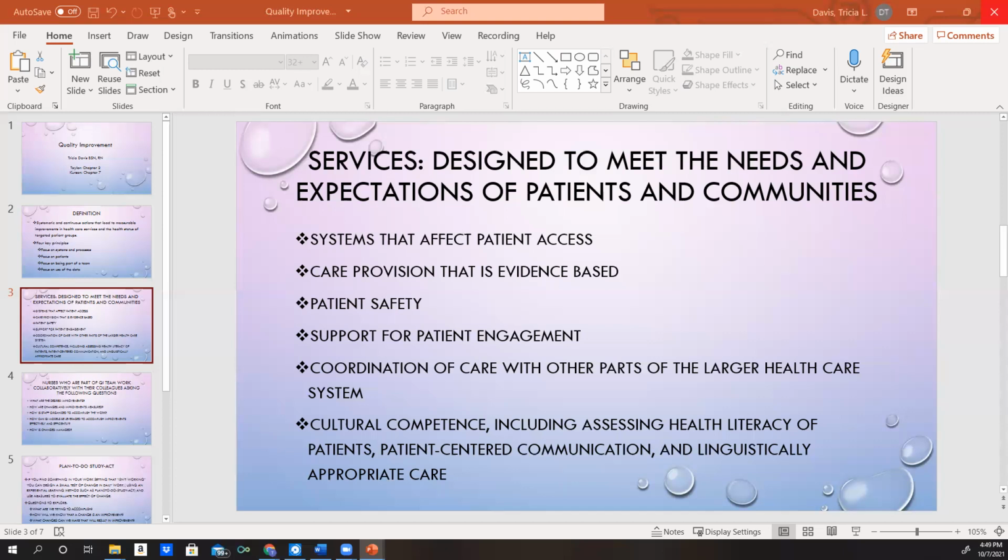We all work together. And then, of course, we know that cultural competence does come into play, including assessing their health literacy, patient-centered communication, and linguistically appropriate care. So we know that if our patient is deaf, or they can't see, or they don't speak the language that we speak, we need to make sure that we're putting into place things that will help them really be a part of their healthcare decisions so that they understand everything that's happening.